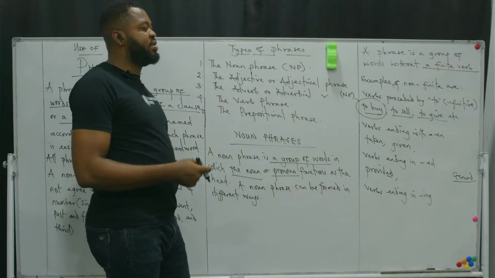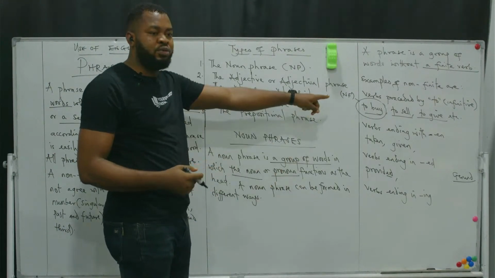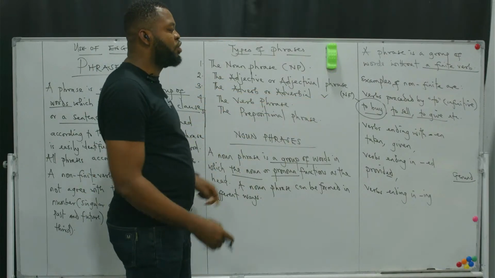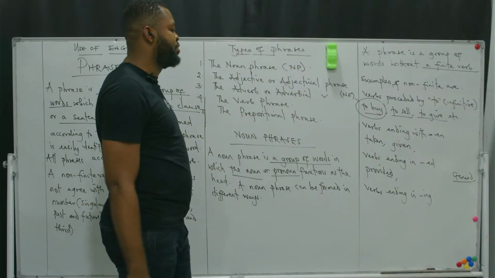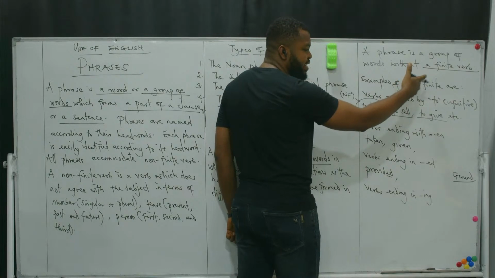Even there are infinitive phrases too. Do you understand? Phrases that are preceded by to. Yes. But those ones, they will also fall under verb phrases. Infinitive phrases will fall under verb phrases too. So verbs that end in ing form would also be seen as non-finite verbs.